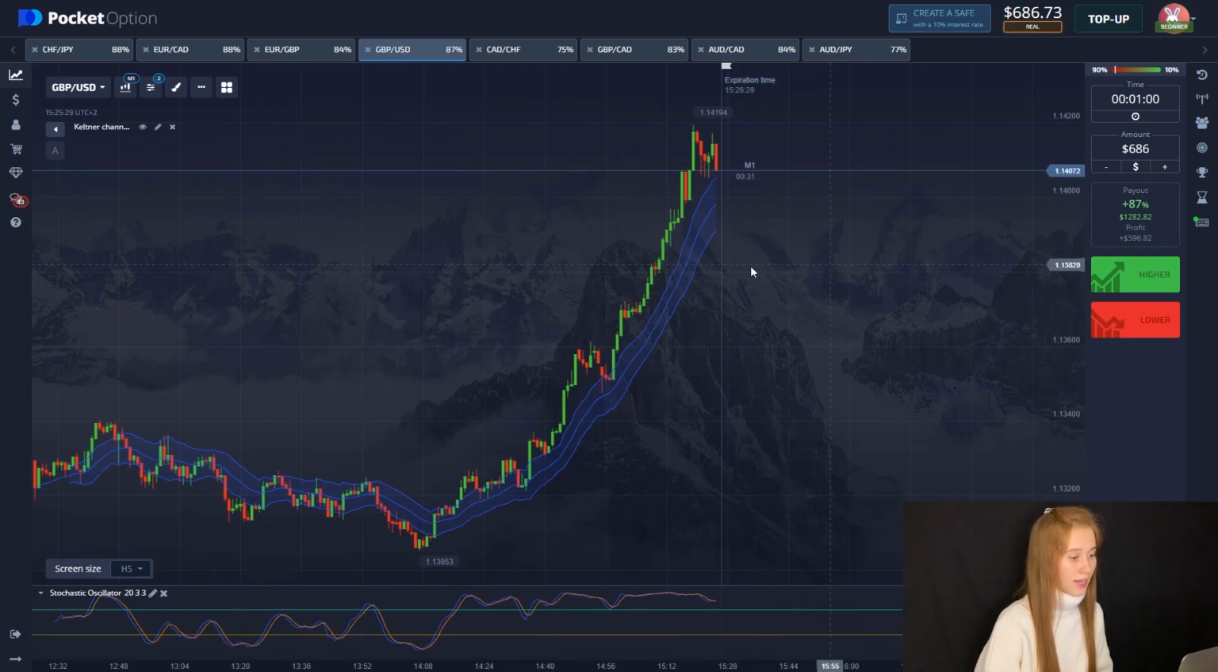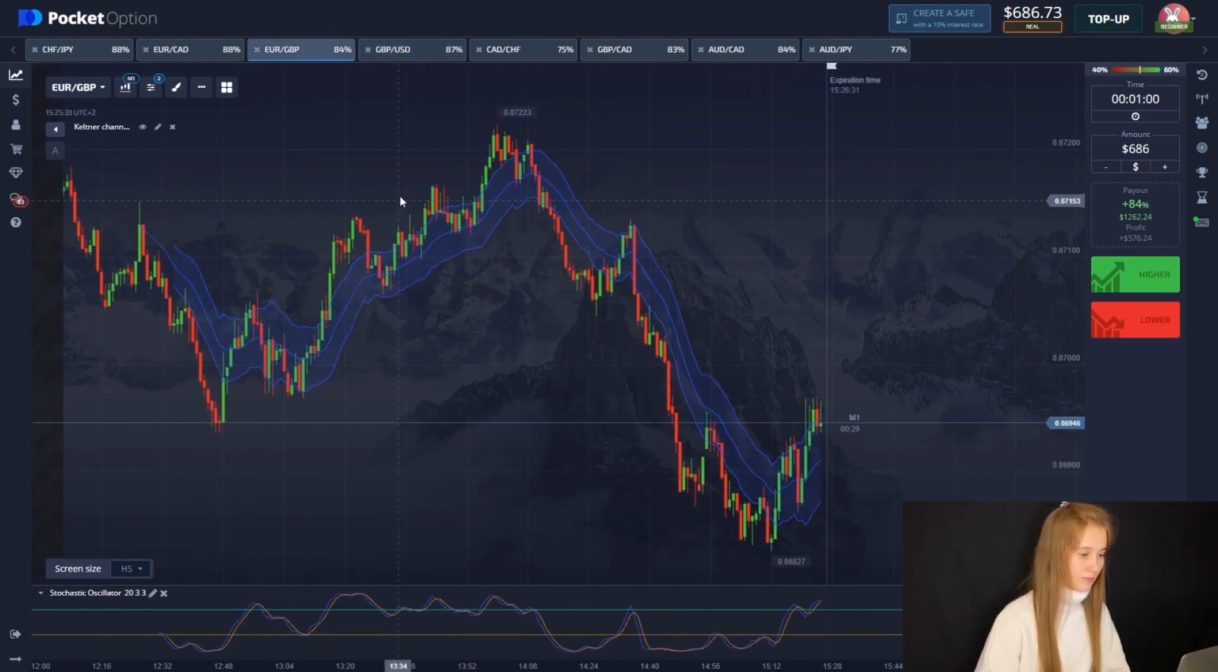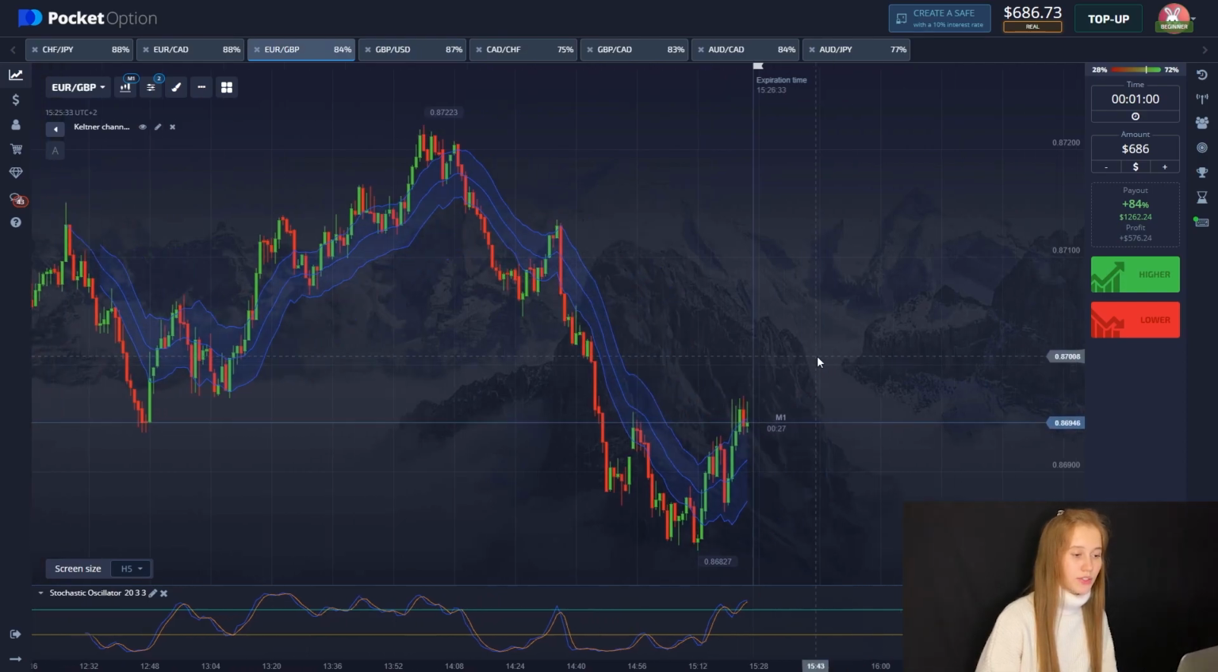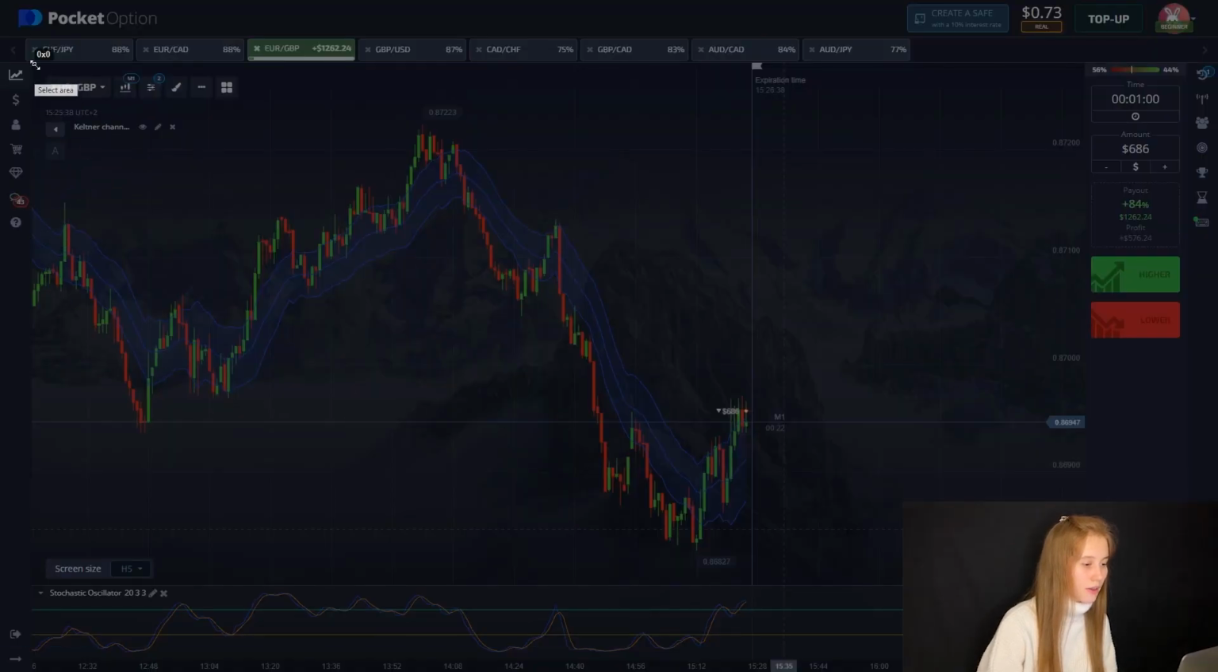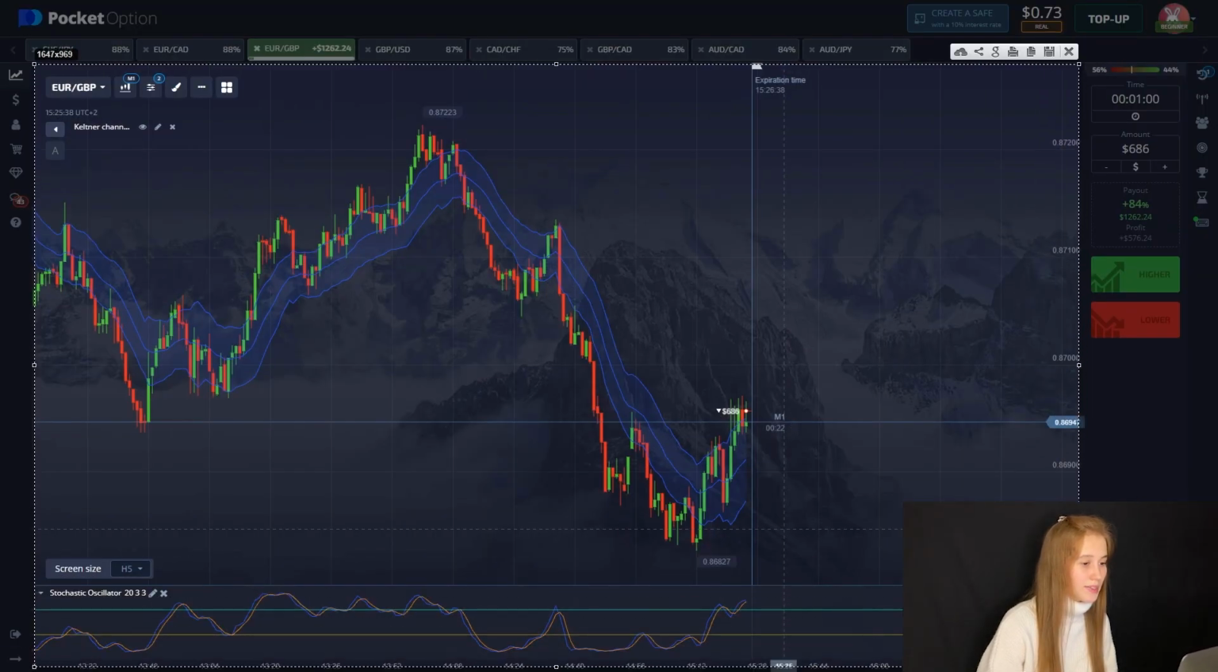Let's continue the analysis. Only the highest percentages see it. Here we see a good future downside correction. Now I'll explain why we opened the trade this way.